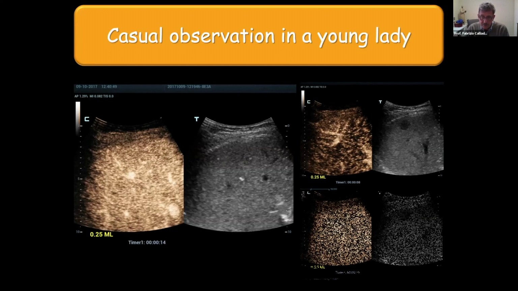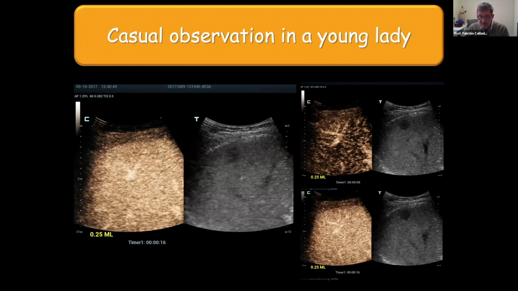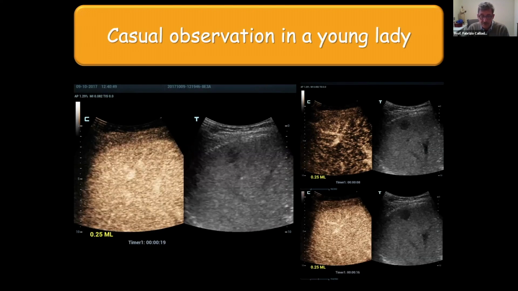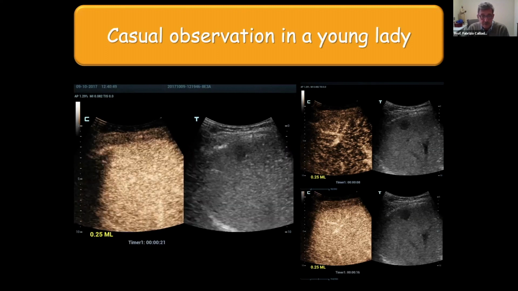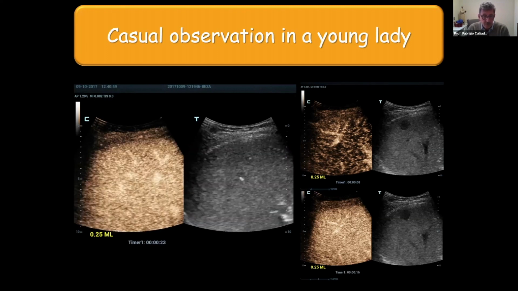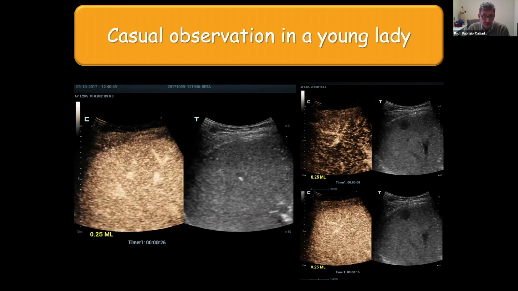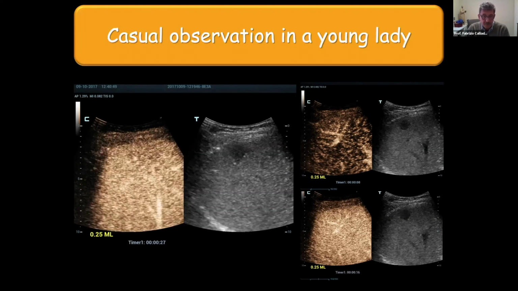almost. At 16 seconds it is full of contrast, similar to the rest of the liver. At 24 seconds, the lesion is completely full as the rest of the liver.